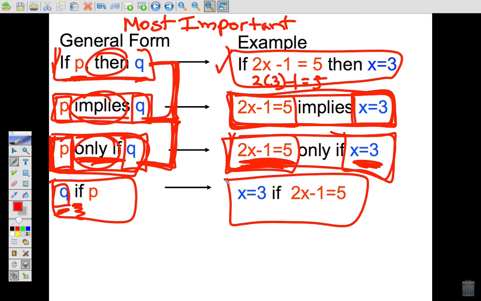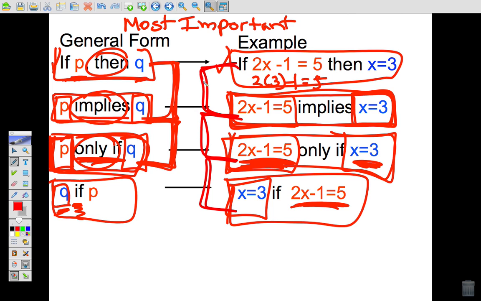x equals 3 if 2x minus 1 equals 5. So in other words, if the only word you're using is if, the hypothesis follows the word if, and the conclusion is actually first. So what I want to emphasize here is all these mean the same thing. They're just written in different forms.